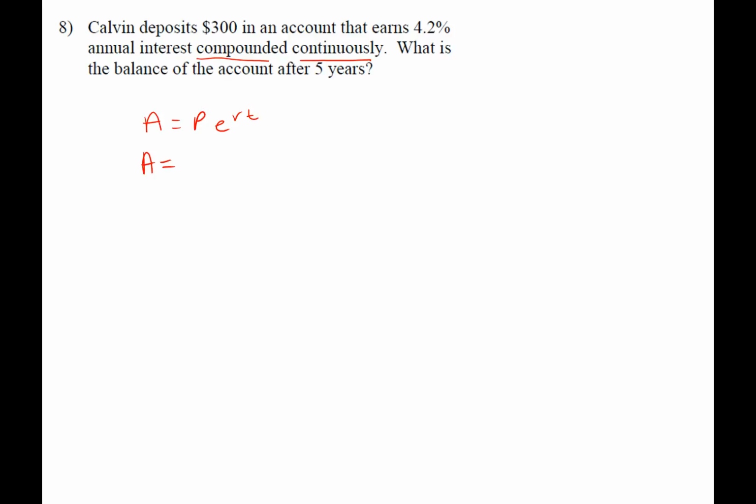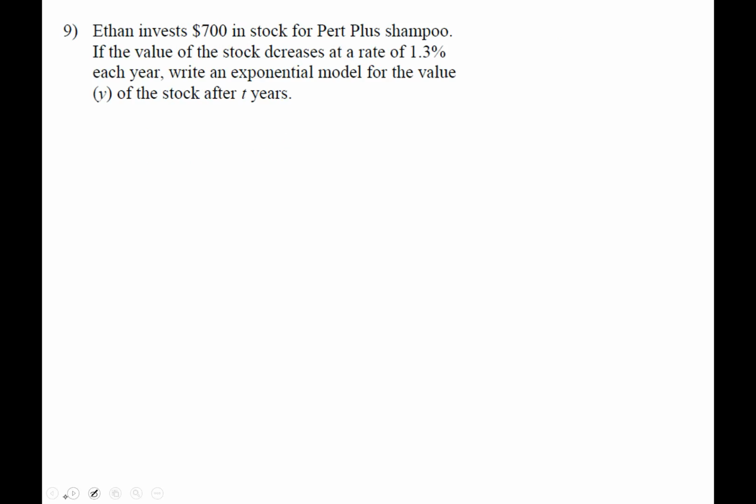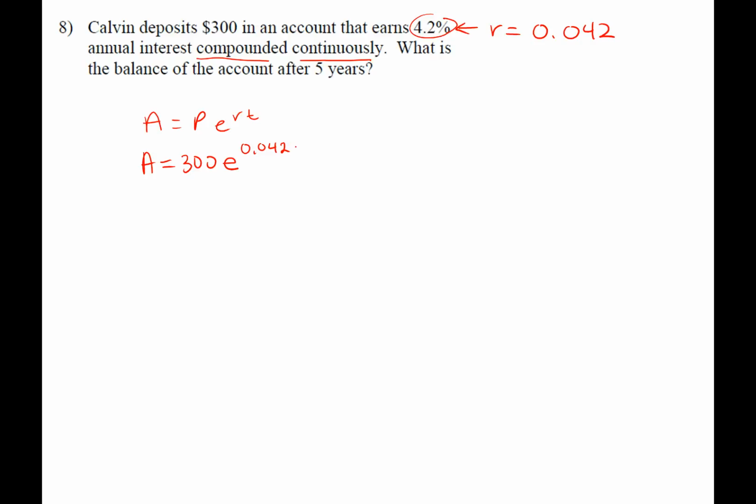My principal, or my initial amount, is going to be the 300. E is the number e. Rate is over here, but remember we write it as a decimal, so 0.042. And then the time is 5 years. Then I would need a calculator, and I honestly do not remember the answer to this one, and I don't have a calculator nearby. So maybe I'll come back to that in a minute. But that's what you would plug into your calculator.